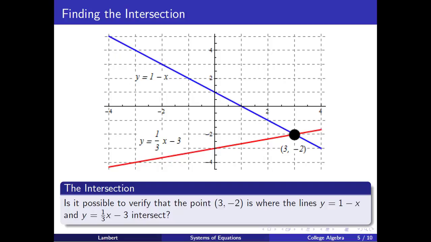Keeping that in mind, is it possible for us to verify this? Seeing it happen on two graphs doesn't mean that's exactly right, because sometimes our graphs can be drawn incorrectly just a bit, and we want to account for that. So is it possible for us to verify, given that those are our two lines, that (3, -2) is in fact that intersection point?